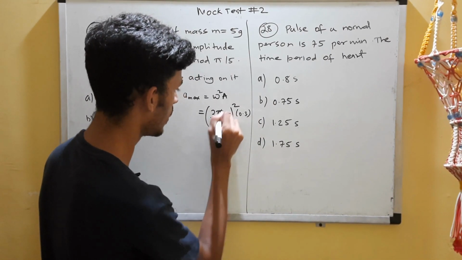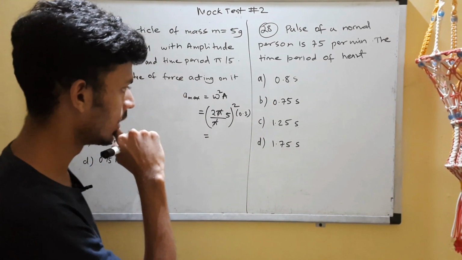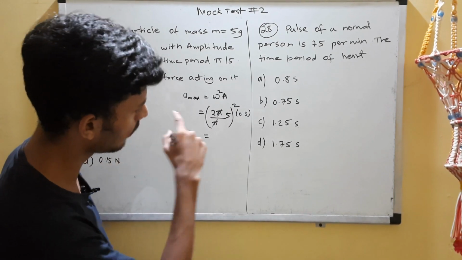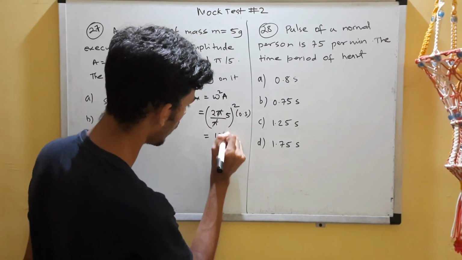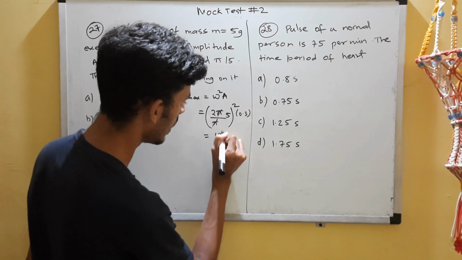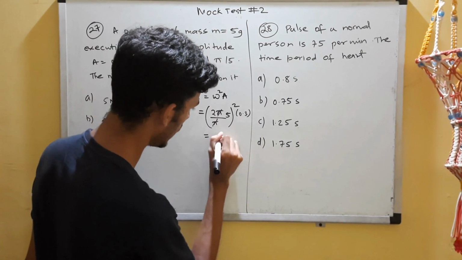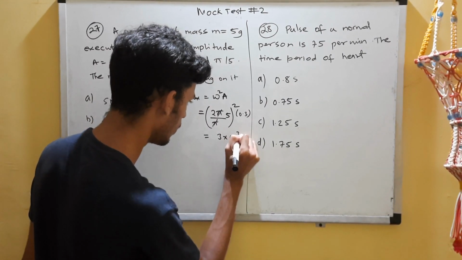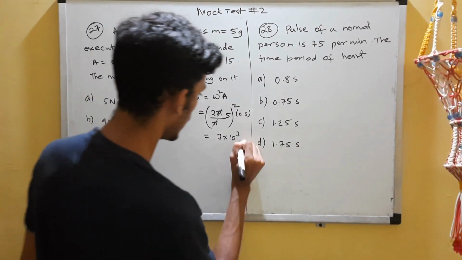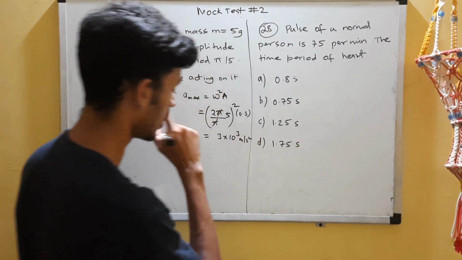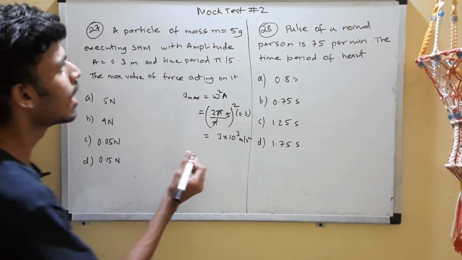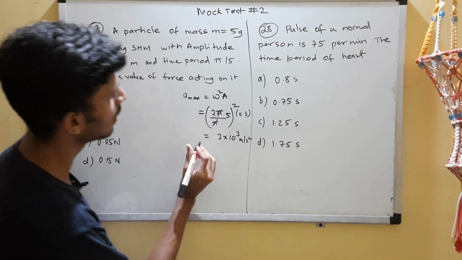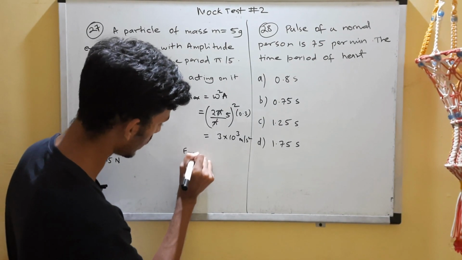5 2s are 10, pi cancels, 10 and 10, 10 to the power 4, or I can write it as 10 to the power 3, and 1 10 I'll multiply over here, so 3 into 10 to the power 3, that is meters per second square. So much. And finally, we'll have the maximum force.